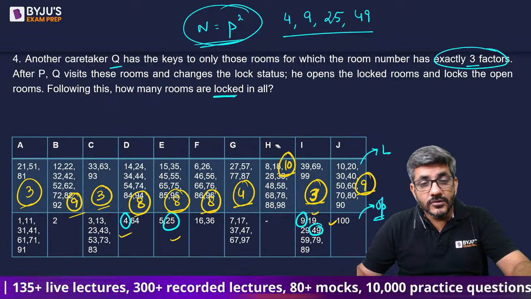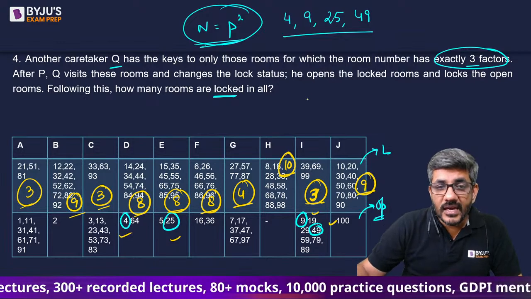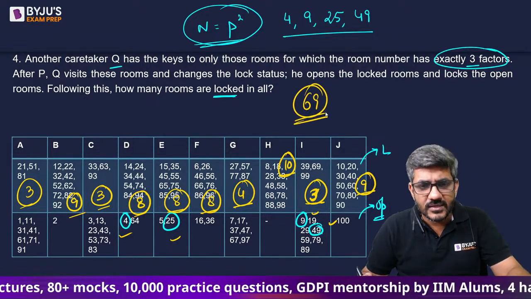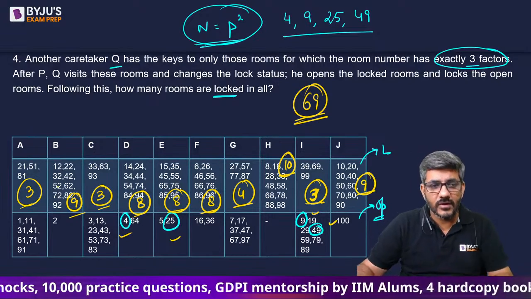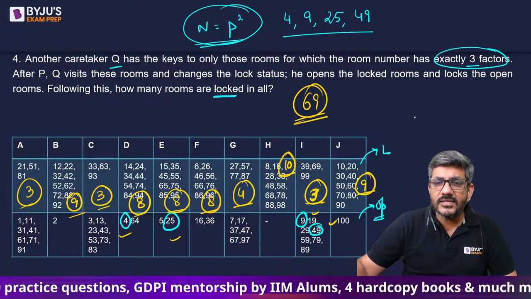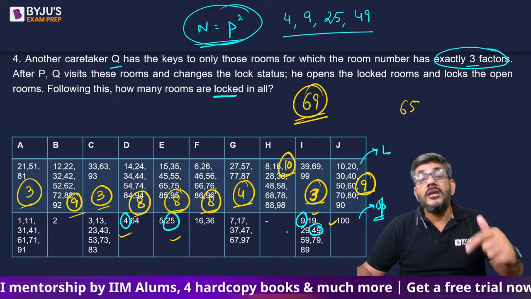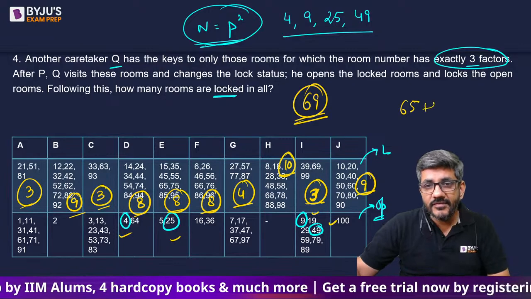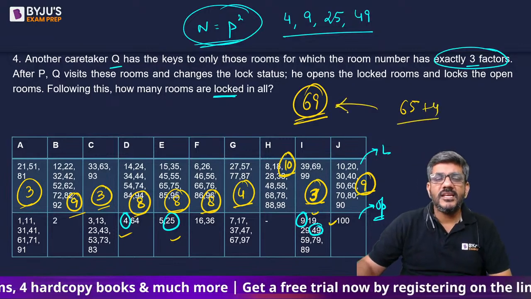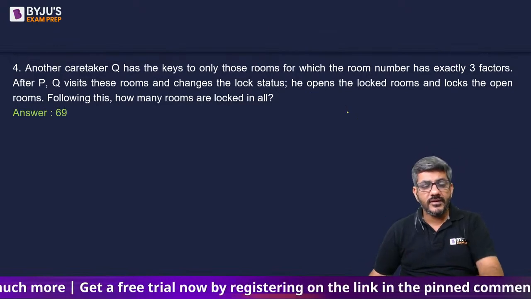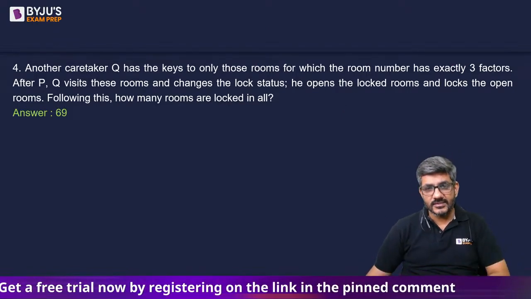हाँ जी. So basically there are 69 rooms in total, that is 65 plus 4. पहले मैं 69 plus 4 करता था, now we have 65 plus 4. So if you add all of these numbers you get 65. Apart from these 65 there are 4 more rooms which will now become locked. So 65 plus 4, 69 is the correct answer for question number 4, which is given to you over here. So 69 is the right answer for it.